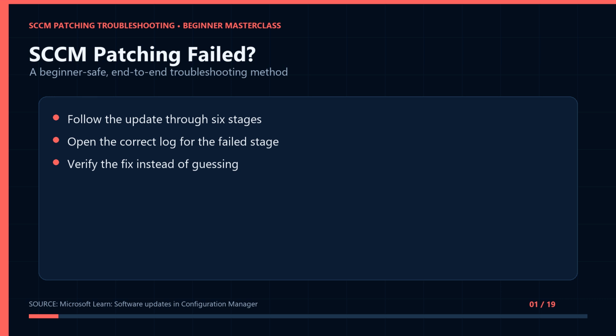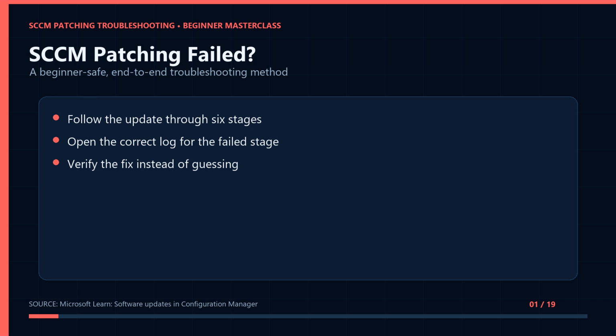Start at synchronization when updates are missing from the console, products or classifications look wrong, or the last sync failed. In monitoring, open Software Update Point Synchronization Status. On the site server, WSyncMgr.log tracks the synchronization process. WCM.log records software update point configuration and communication with WSUS.